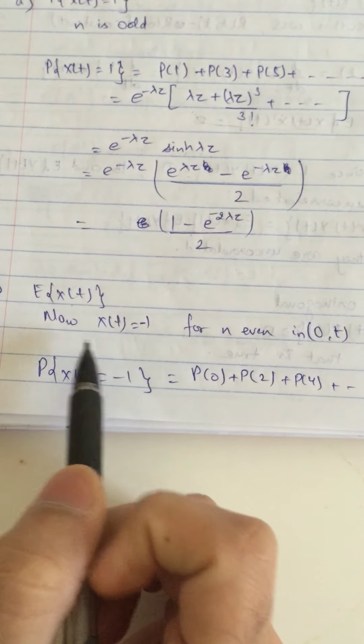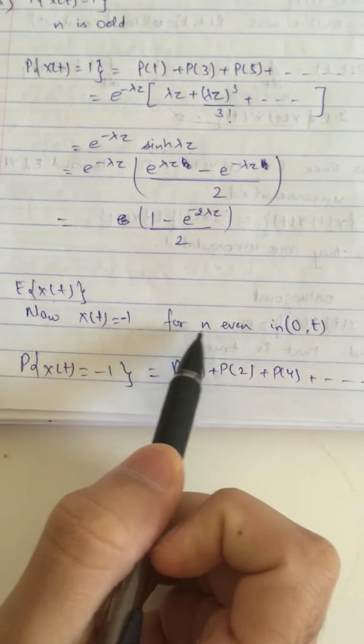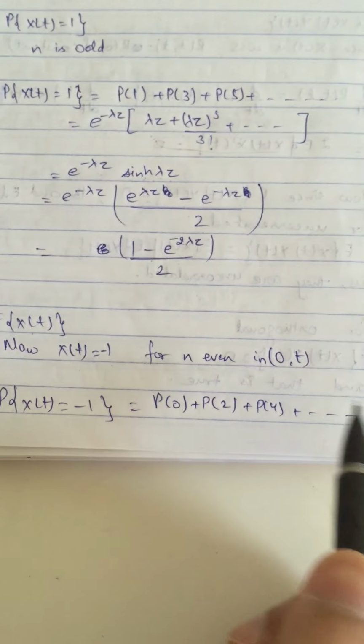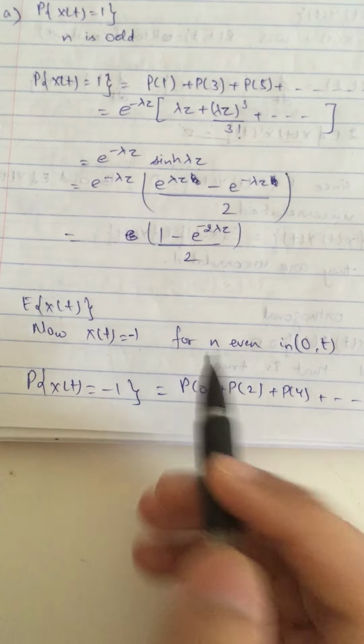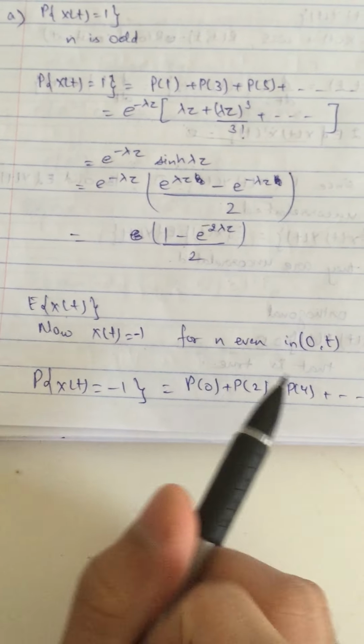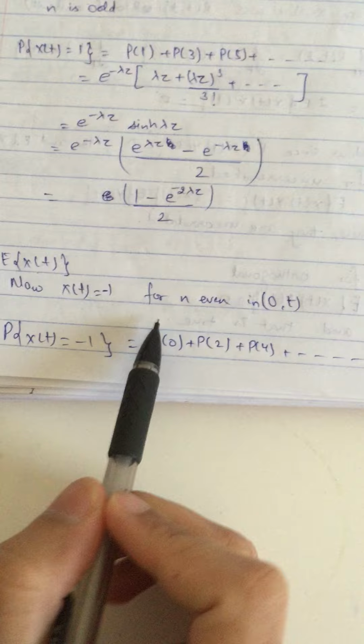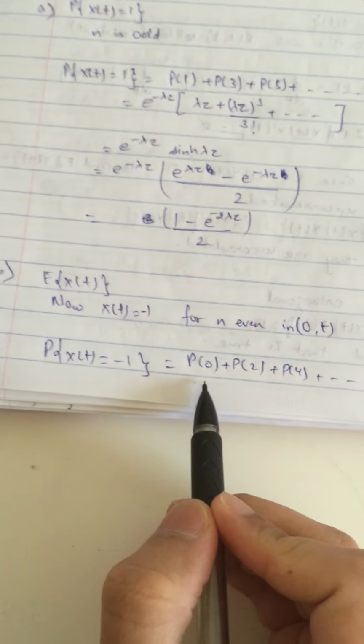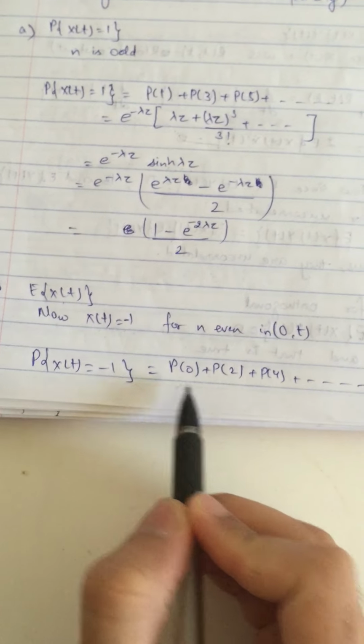Now we know that xt is equal to -1 when n is even between 0 and t, and for xt equal to 1 when n is odd we have already found out. So let's find for xt equals to -1. So these are the even terms, so these become P of 0, P of 2 plus P of 4 and so on.